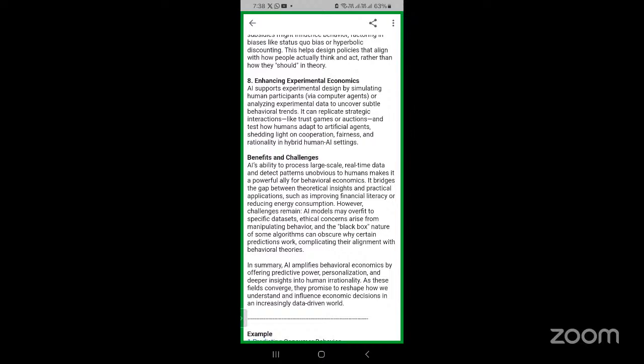In summary, AI amplifies behavioral economics by offering predictive power. This is very, very important. Personalization and deeper insight into human irrationality. As these fields converge, they promise to reshape how we understand and influence economic decisions in an increasingly data-driven world.